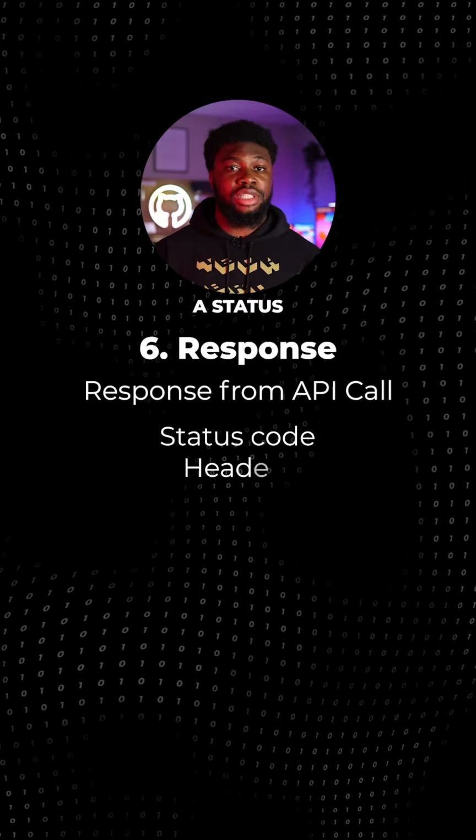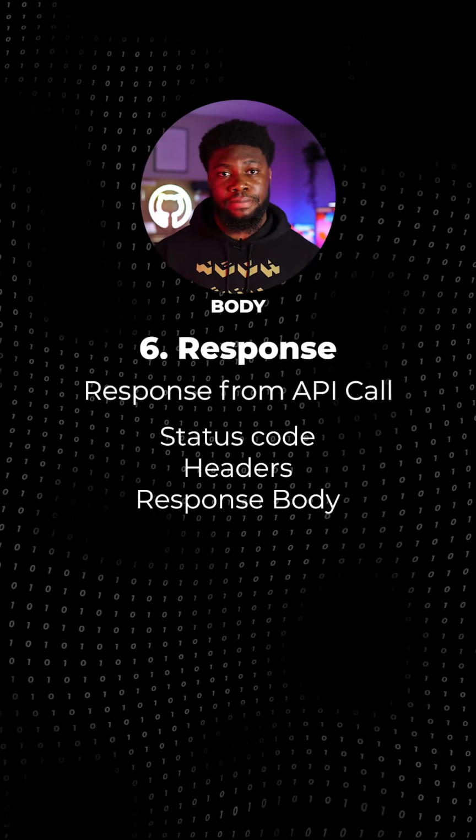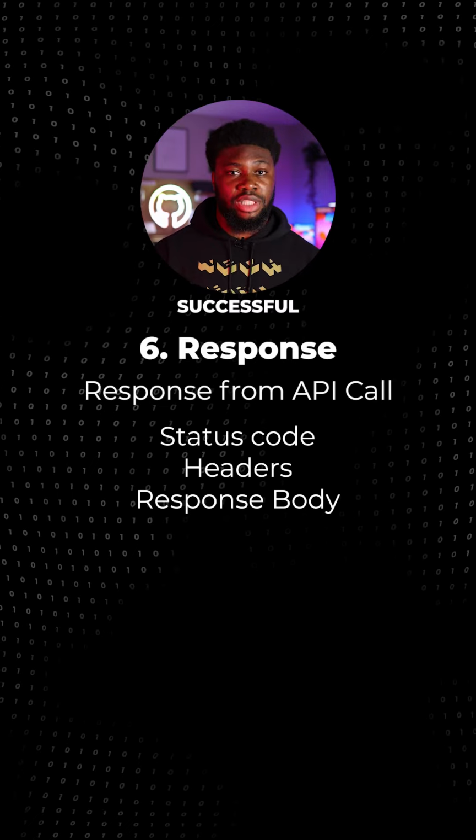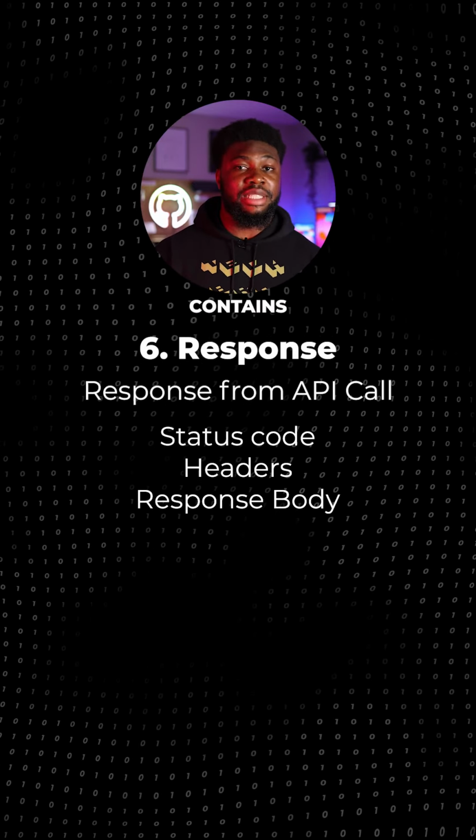Finally, we have the response from the API call. It typically includes a status code, headers, and a response body. The status code indicates whether the request was successful or not, while the response body contains any data returned by the server.